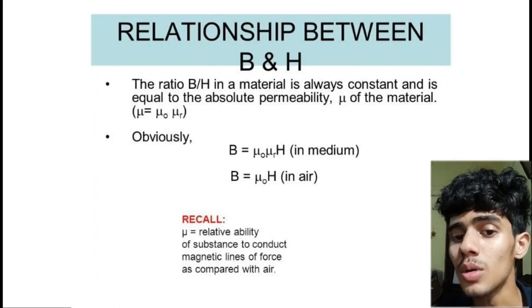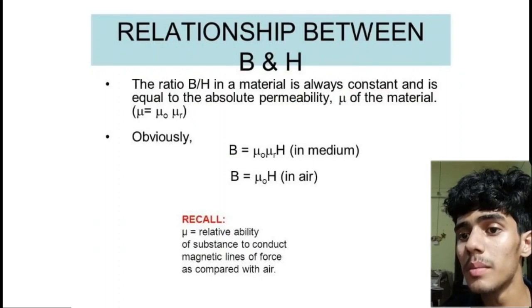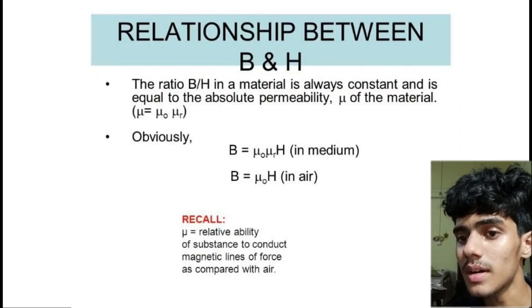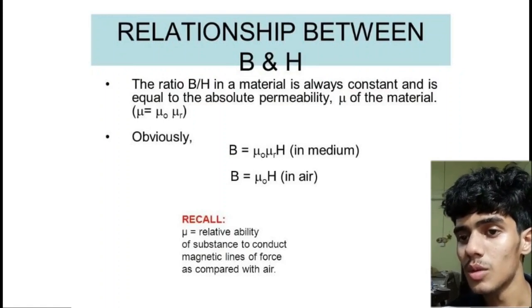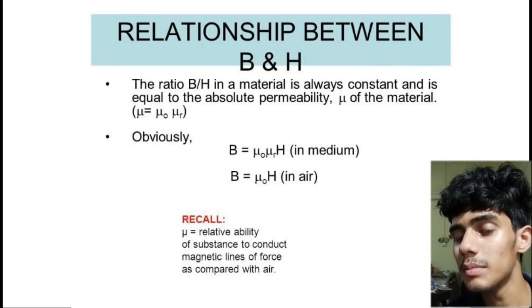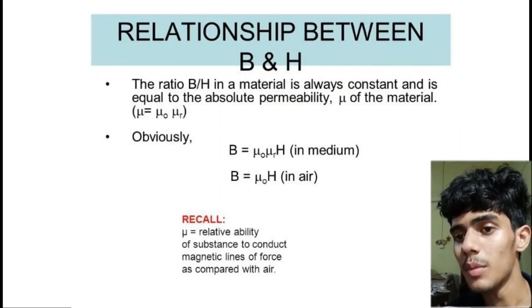Hi, I'm Ethan Lorenzo, and today we are going to talk about the relationship between B and H. The ratio B by H in a material is always constant and is equal to the absolute permeability mu of the material. Mu is the relative ability of the substance to conduct magnetic lines of force as compared with air, and is equal to mu naught into mu r. So therefore, B, which is a magnetic field, is equal to mu naught into mu r into H in any medium, and it is mu naught into H in air, where mu r is equal to 1.